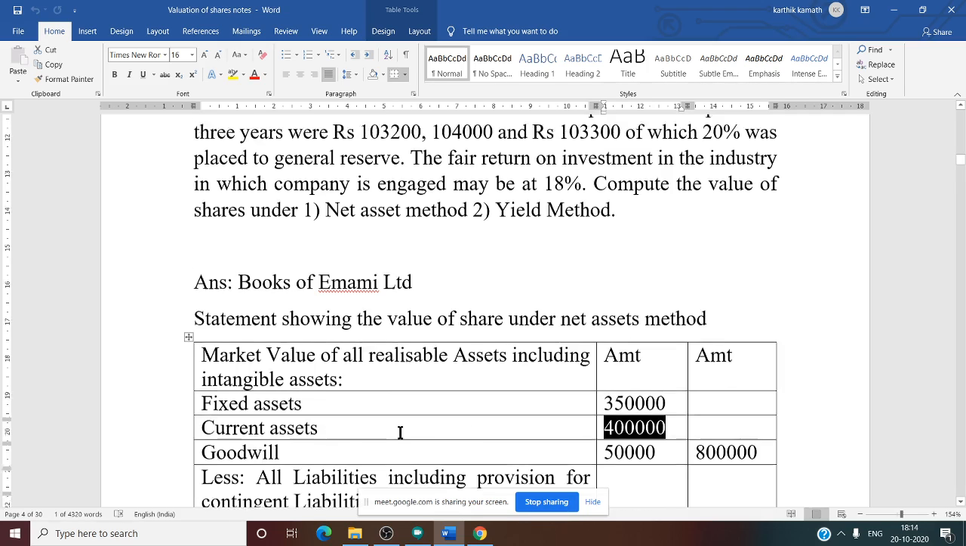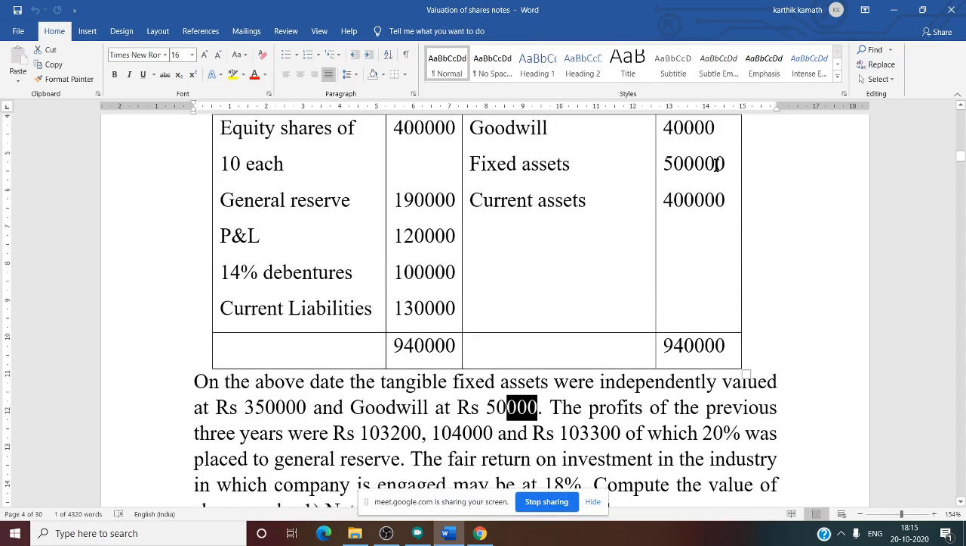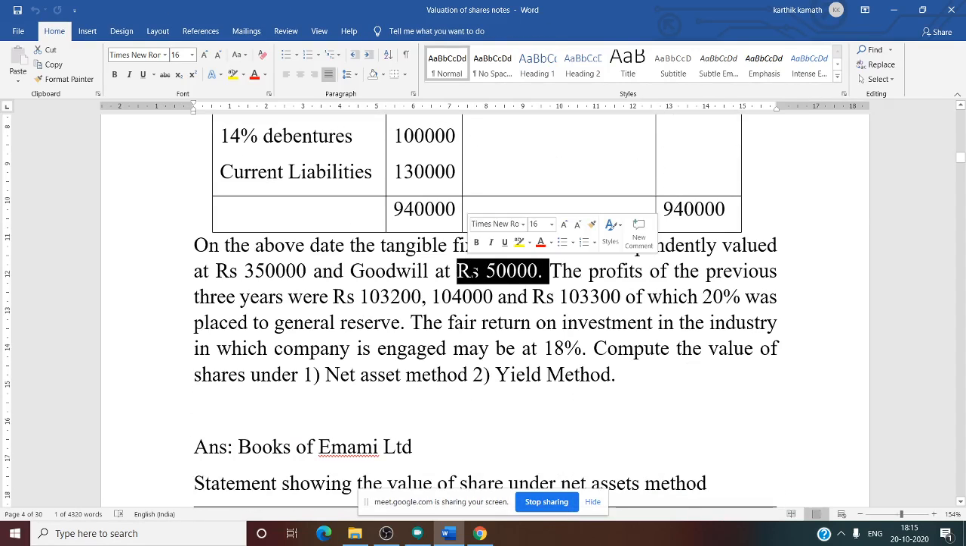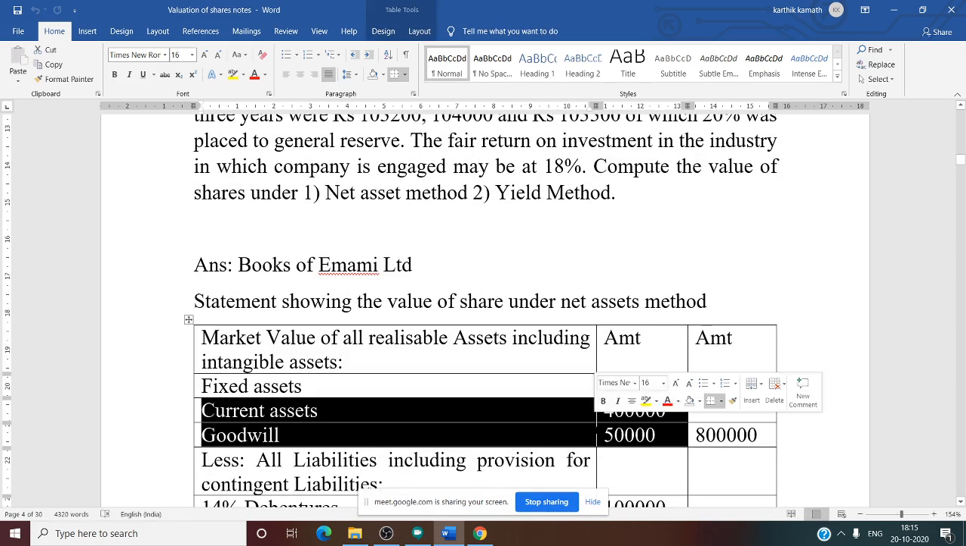Now goodwill. Goodwill given in the adjustment is 50,000, the revalued figure; the original figure is 40,000. So what you are going to write here is the revalued figure, that is the agreed value or market value, the present value, that is 50,000.